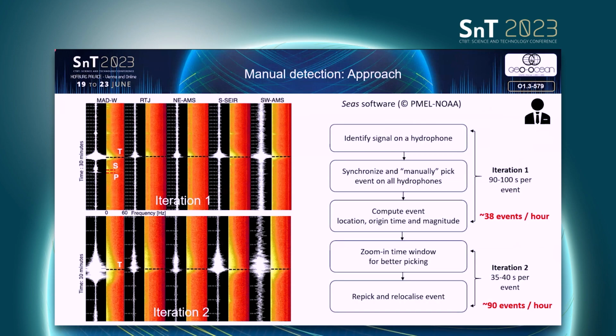And in the second iteration, we use this information to zoom the window by 3 times, so that we will be able to distinguish the correct T wave picking to have the proper exact location as well as the origin time.